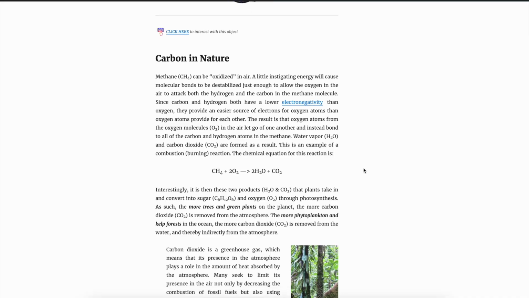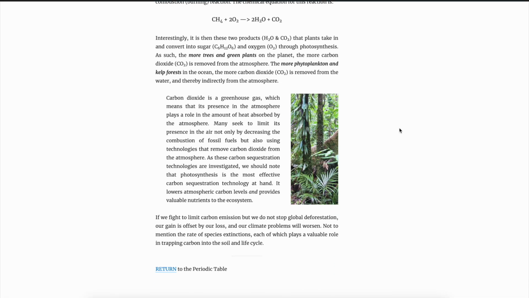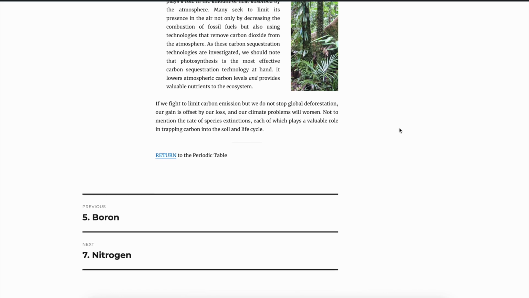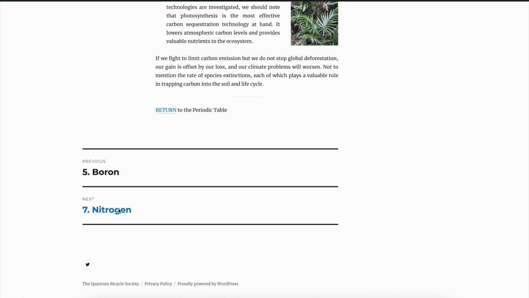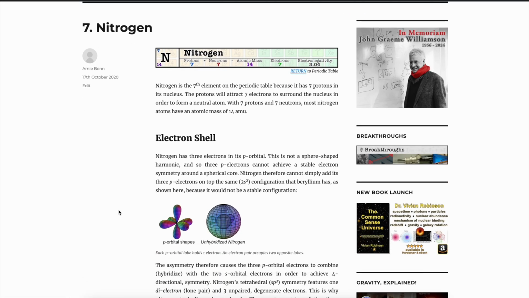And at the bottom there's a little bit more interesting detail about carbon in nature. It's a fundamental building block in nature. It's part of photosynthesis, and it's part of the nutrient cycle for all living organisms on the planet. Moving on to nitrogen. Nitrogen, element number 7.